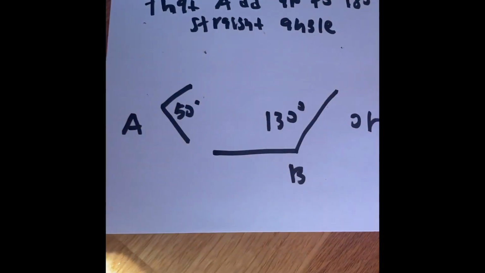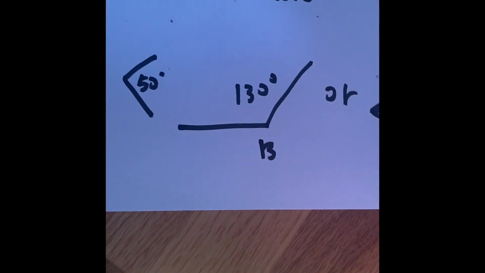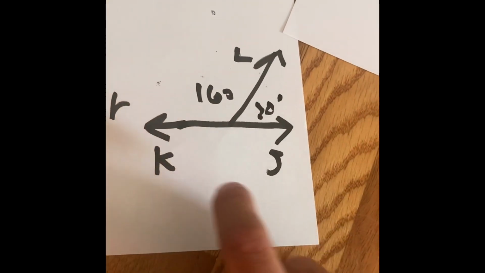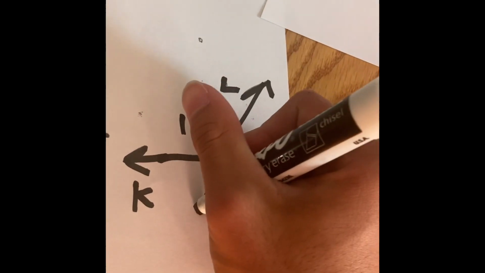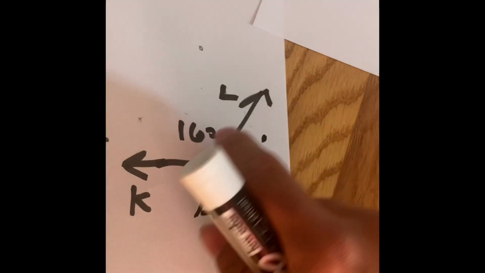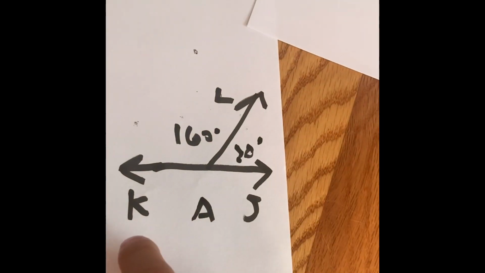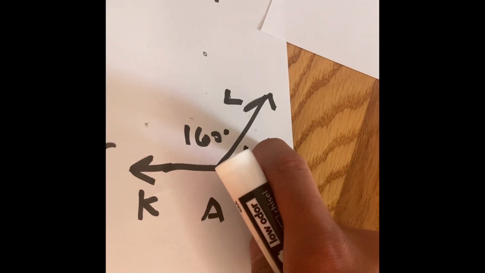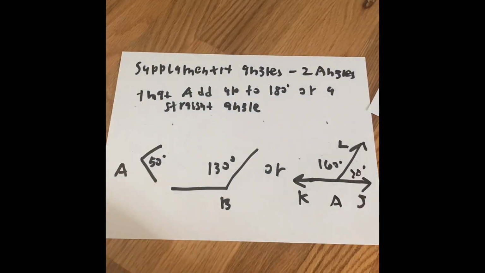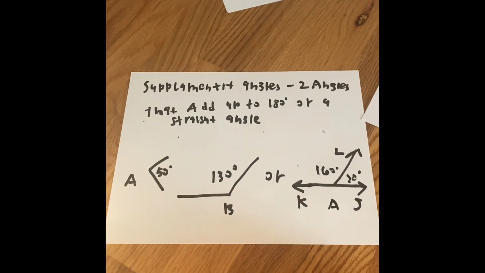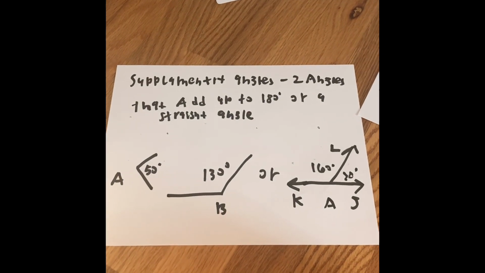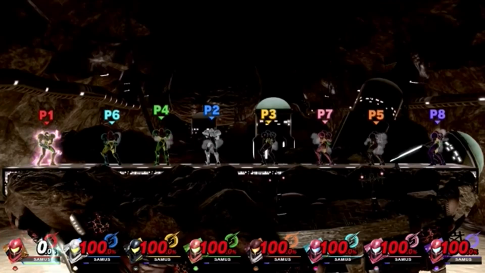Or we could have them connected, which looks like this. Here's K, L, and J, and we're going to put A in the middle. KAL is 160 degrees, and KAJ is 180 degrees. LAJ is 20 degrees. So these can be examples of supplementary angles: two angles that supplement each other and add up to 180 degrees.